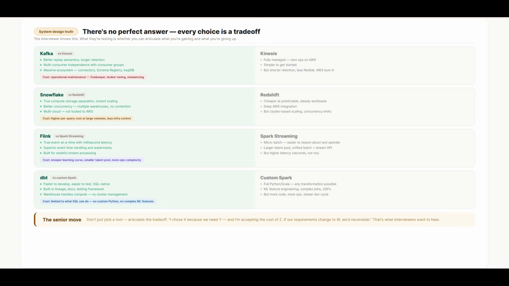dbt versus custom Spark pipelines. dbt is faster to develop, easier to test, and SQL native, but you're limited to what the warehouse can do. If you need complex Python transformations, custom ML feature engineering, or processing that doesn't fit into SQL, you need Spark. Many teams use both: dbt for the warehouse layer, Spark for the heavy lifting.